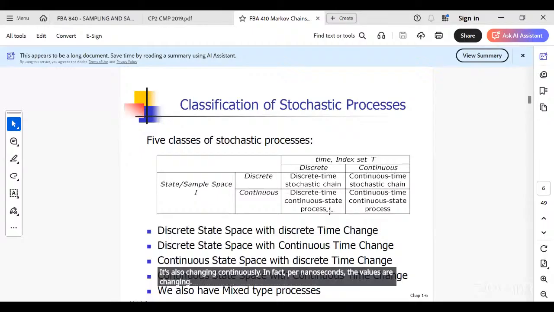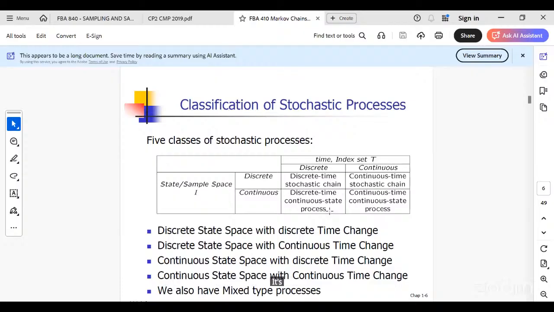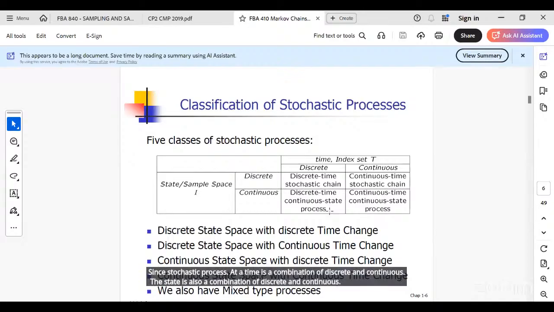And of course, the time in this case is continuous. The state too, which is the price of the stock, is also continuous. So if you have that kind of process, like the crypto price monitoring activity, it's a stochastic process of continuous state and continuous time. And the fifth one, that is hidden, is not visible on the table. But the fifth one is actually a mixed process. It's a stochastic process where the time is a combination of discrete and continuous. The state is also a combination of discrete and continuous. So these are the five classes of stochastic process that we can have.